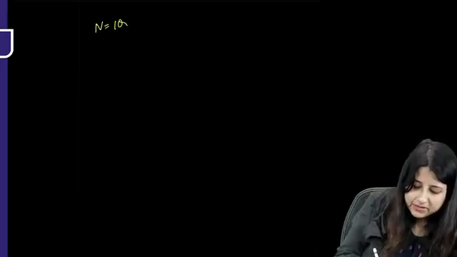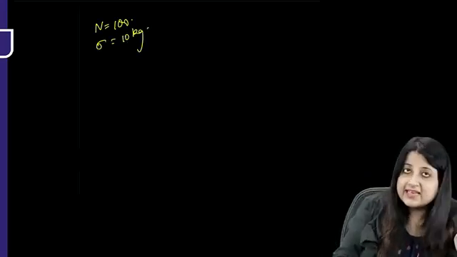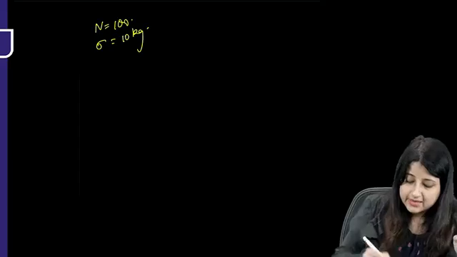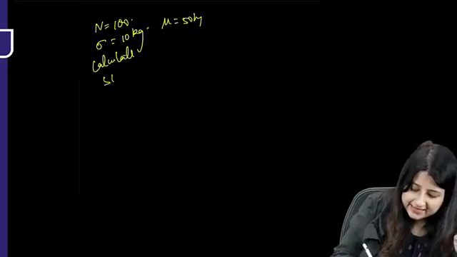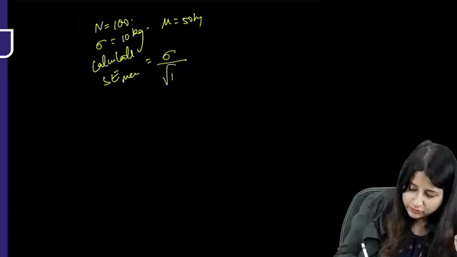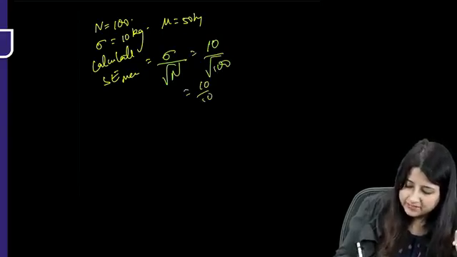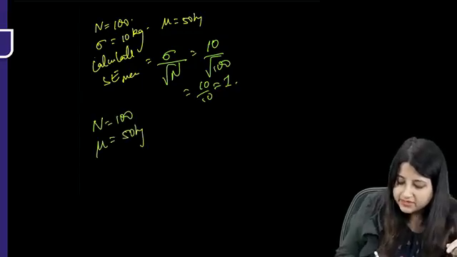I'll just give you a quick calculation. Suppose the sample is of 100 students, standard deviation obtained is 10 kg. I'm just trying to show you the calculation. Mean weight is, let's say, 50 kg. If they ask you to calculate standard error of mean, you will use the formula standard deviation upon square root of n. So that is 10 upon square root of 100. That will be 10 upon 10, so 1. But if I give you a class of 100 students, mean weight is, let's say, 50 kg, but I don't give you standard deviation.